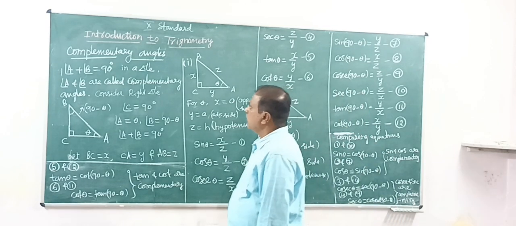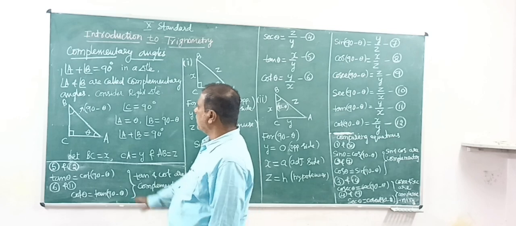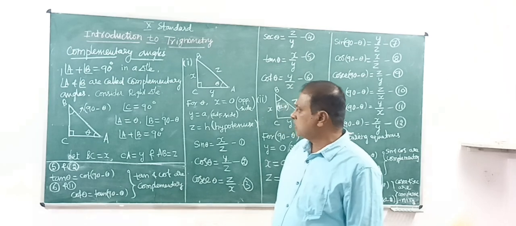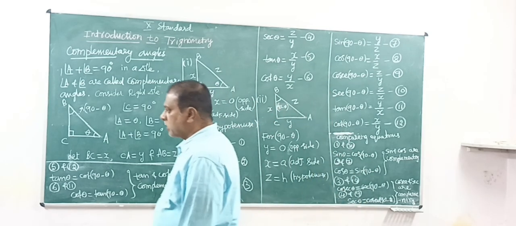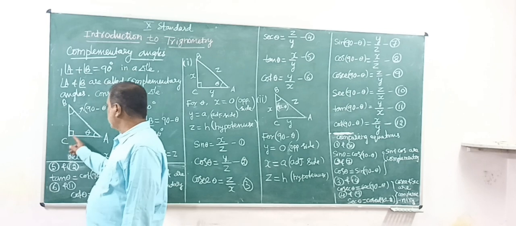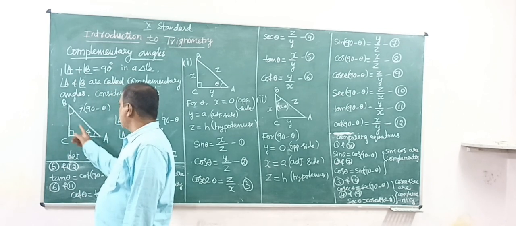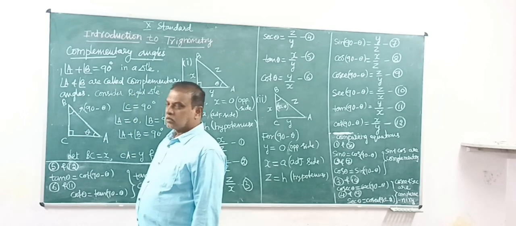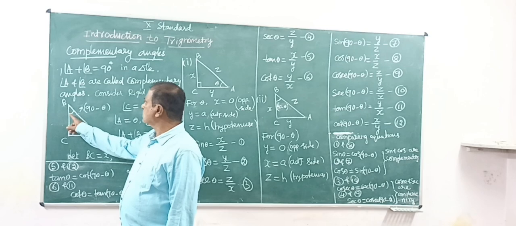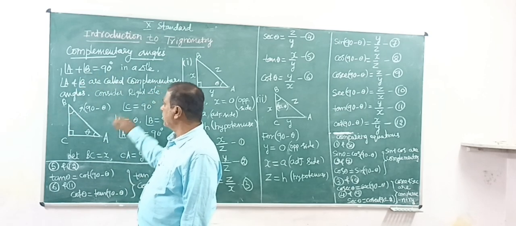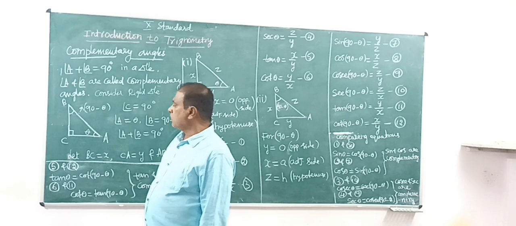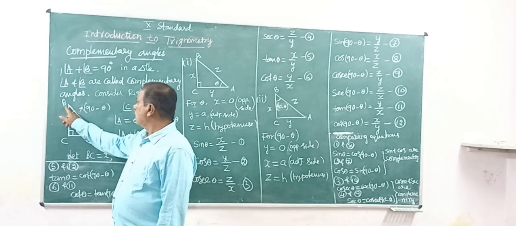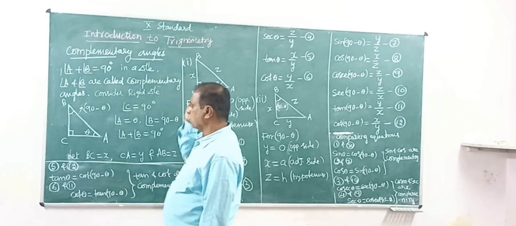In trigonometry, you are mainly concentrating on the right angle triangle. In this right angle triangle, one angle is already 90 degrees. The other two angles are acute angles, angle A and angle B. The sum of these two angles always equals 90 degrees in the right angle triangle. Therefore, in this right angle triangle, angle A and angle B are complementary angles.